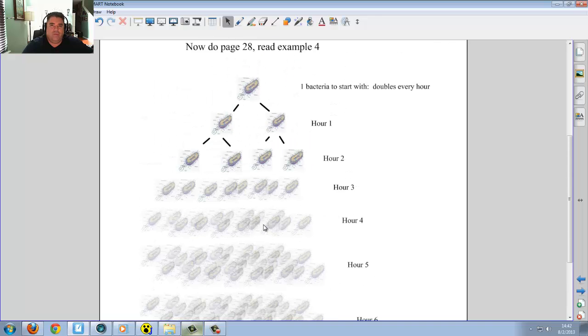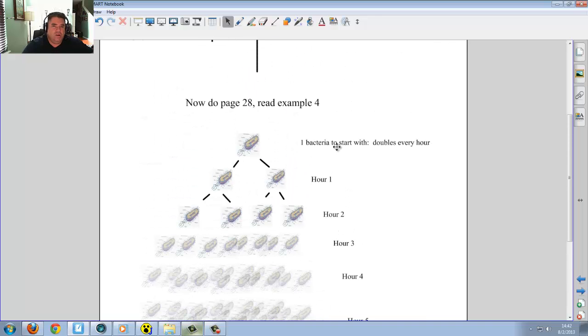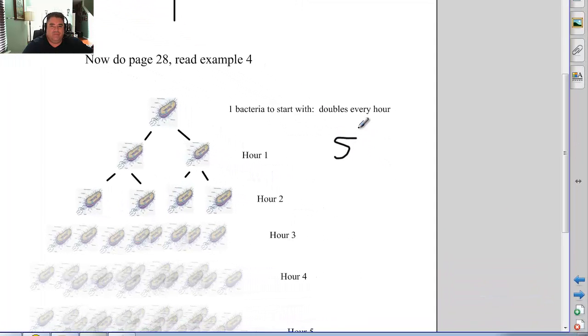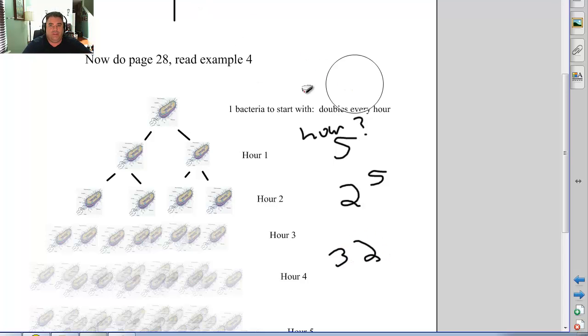And I don't remember what it was asking for, so let me just ask you, what would it be, let's say, in hour 5? So how would you figure that out? Well, if it's doubling every time, just take 2 to the 5th power. So go ahead and find that answer. 2 times 2 is 4, times 2 is 8, times 2 is 16, times 2 is 32. I don't remember what the book was asking, so if you have it, please solve it. If not, we'll have to review it in class tomorrow.